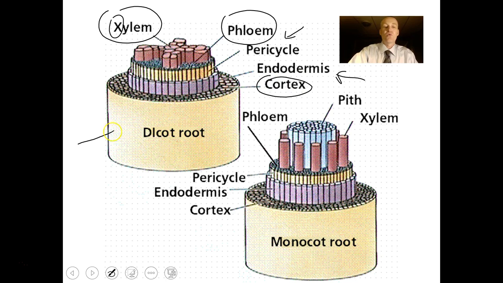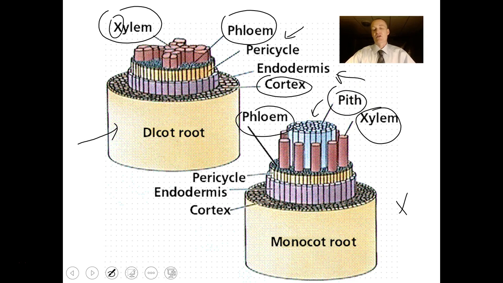If you notice the monocot root over here, the monocot root has the xylem and phloem in a circle kind of towards the center. The phloem's on the outer edge and the xylem's kind of on the inner, and then there is a pith. This would be made of various ground tissue that makes a central portion. It does have a pericycle, an endodermis, a covering around the pericycle, and it has a cortex of ground tissue, and then of course we have the epidermis around the outer edge.